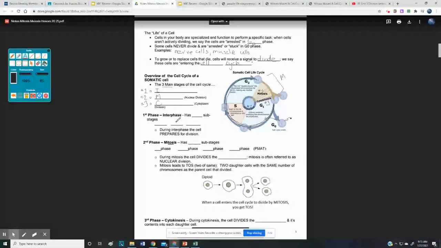All right. So what we're going to do on this page is talk in general about what happens in those three phases: interphase, mitosis, and cytokinesis. Okay. So first of all, this is what I want you to think of for what happens in interphase.